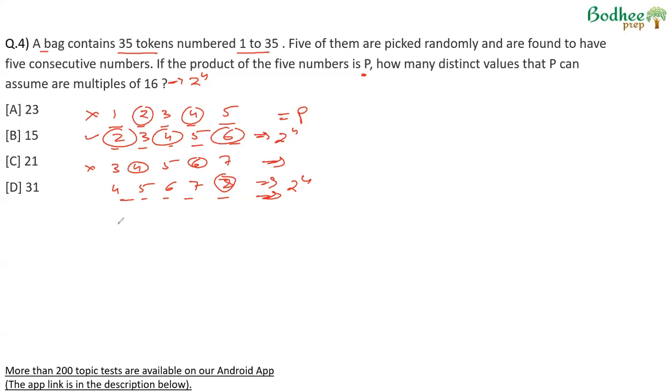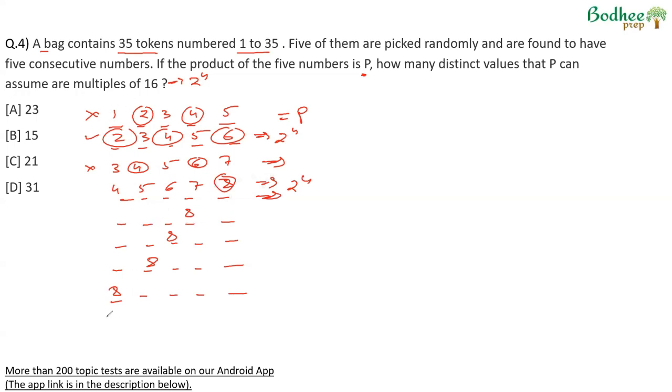So as 8 shifts here, I am looking at consecutive numbers. 8 was the last number, then 8 will be the second last number, 5, 6, 7, 8, 9. Then 8 will be the third last number, 6, 7, 8, 9, 10. Then 8 will be the second number, 7, 8, 9, 10, 11. Then 8 will be the first number. In all of these cases, there will be at least one even number apart from 8, which will get multiplied to 8 to give 16.